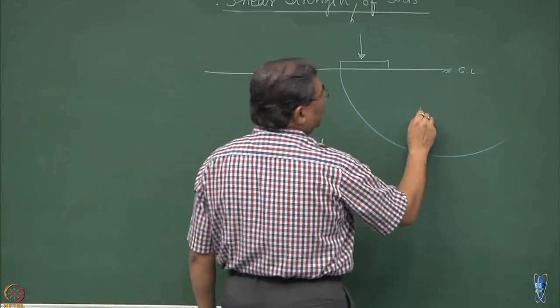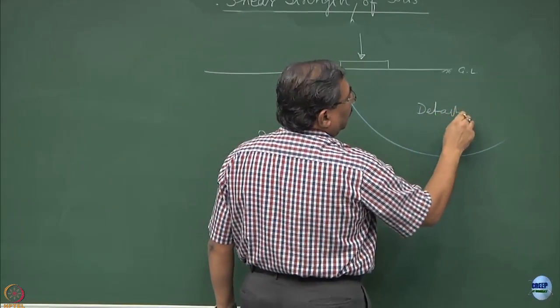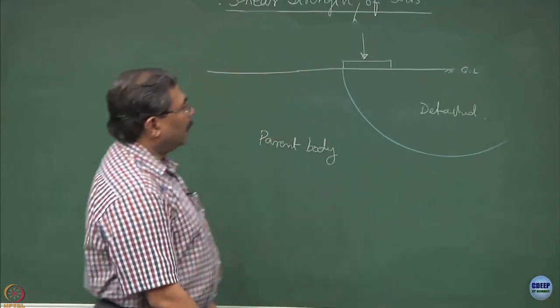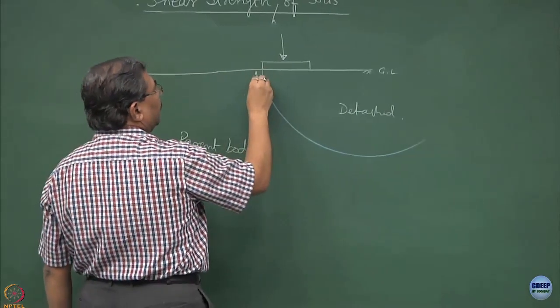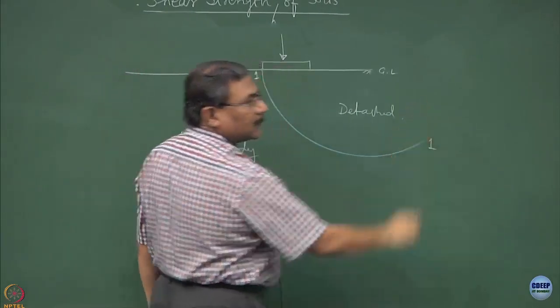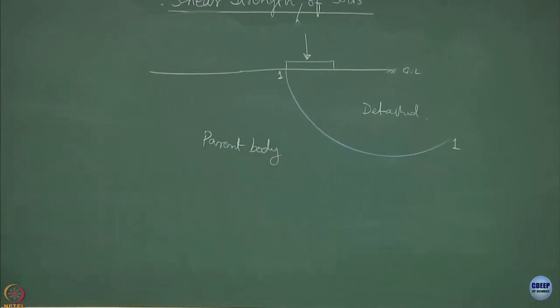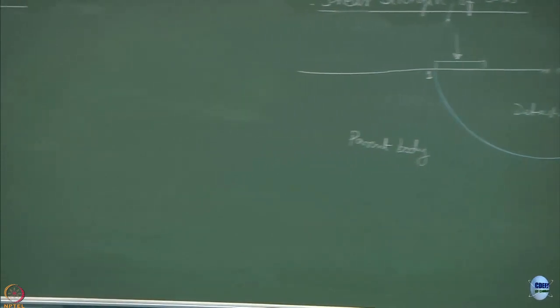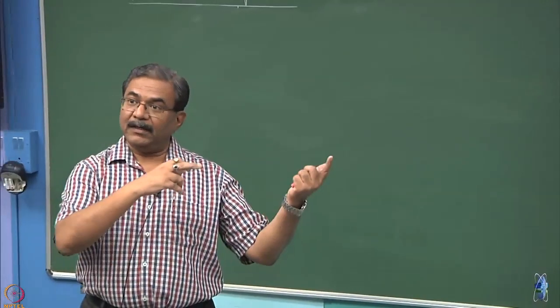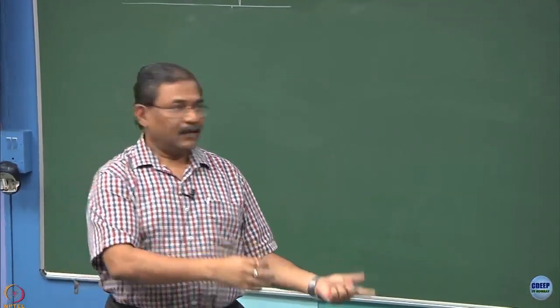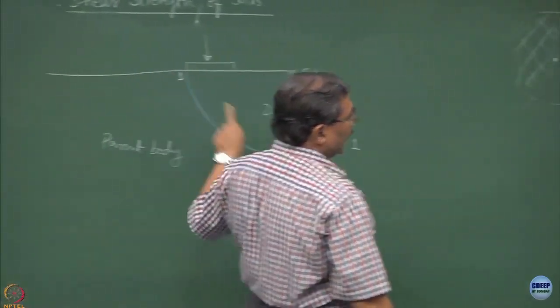And this is the detached portion. And what we will call this surface as 1-1? This is the slip surface about which something is slipping with respect to another stationary body. This situation is exactly similar to this.